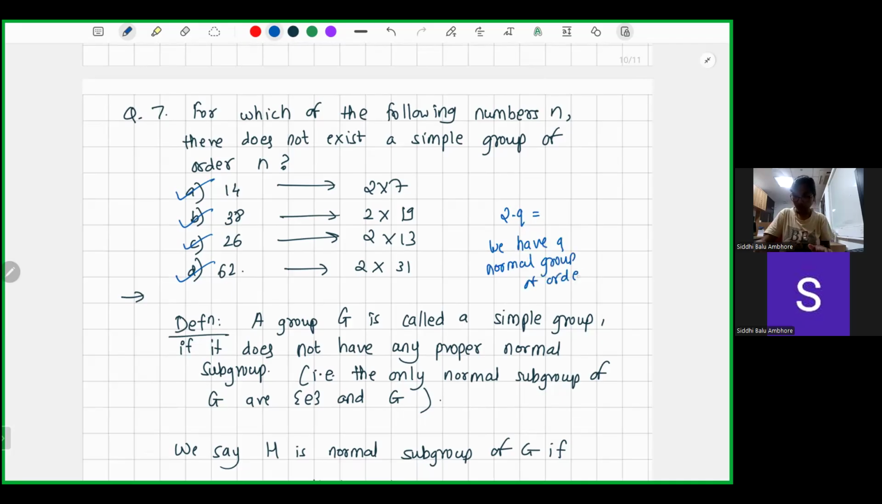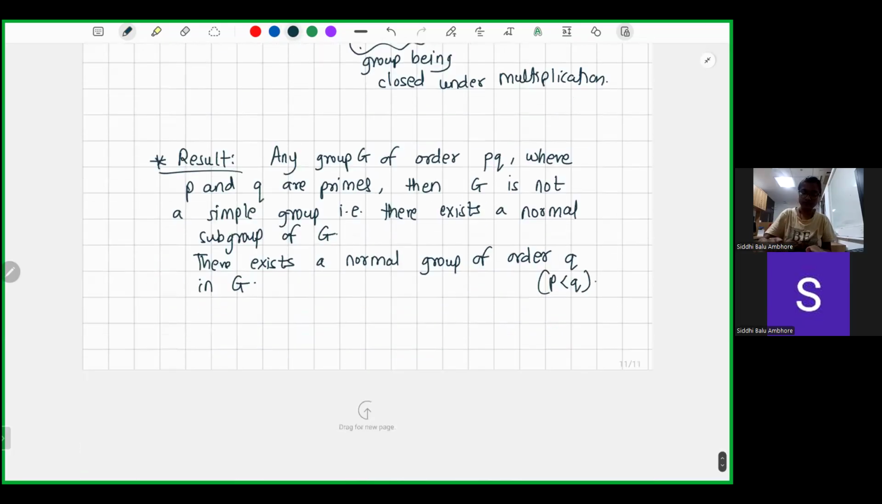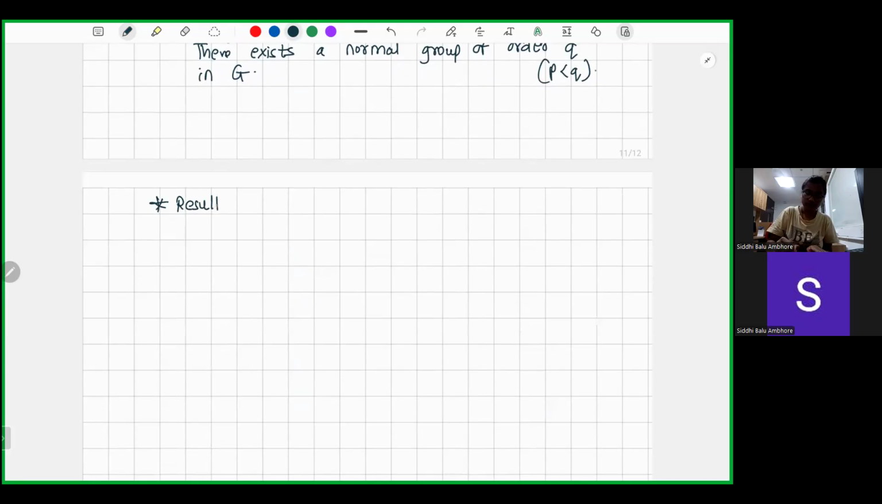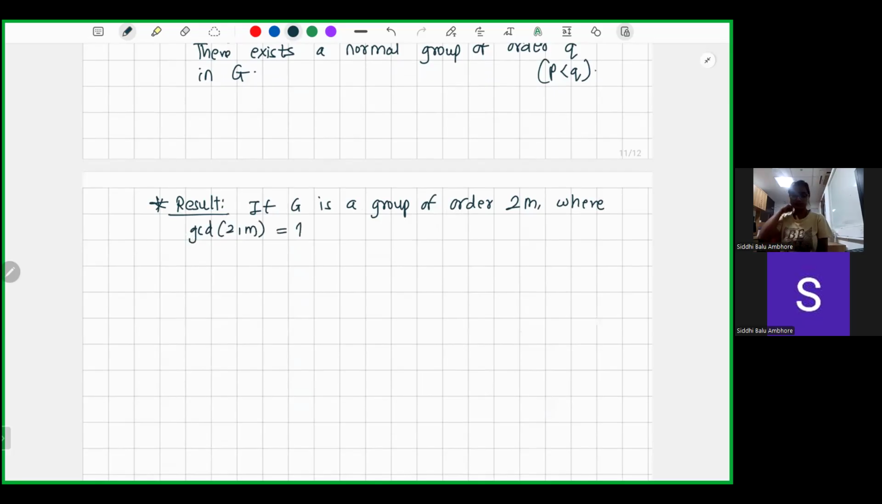And in fact, we also have a result which states that if G is a group of order 2m where GCD of 2 and m is 1, that is, m is odd, then G has a normal subgroup of order m. Okay, and you can check this.